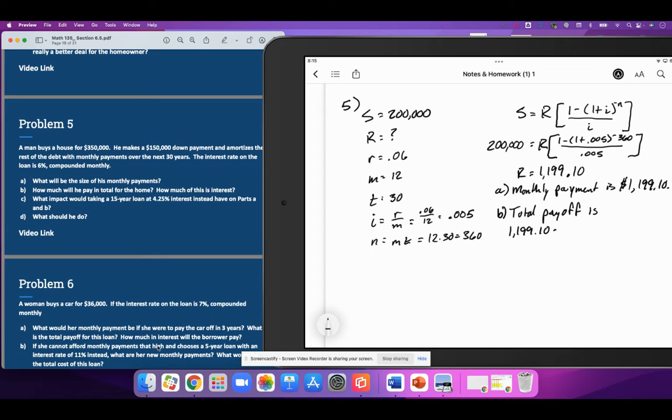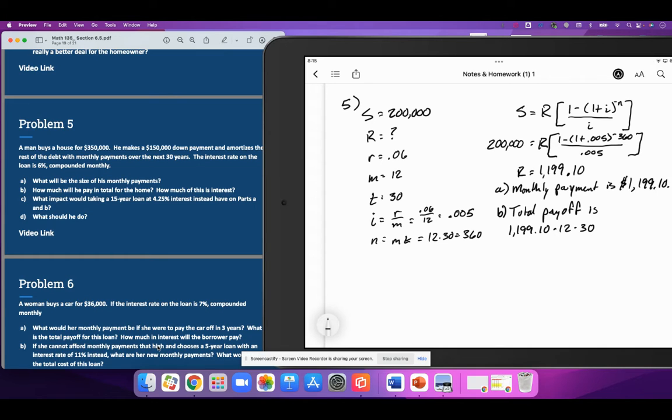So $1,199.10 times 12 months in a year times 30 years. I think this is going to be ugly. So in my calculator here on the side, I've got 1199.10 times 12 times 30. Ooh, man, this guy is going to owe big time. So total payoff is $431,676.